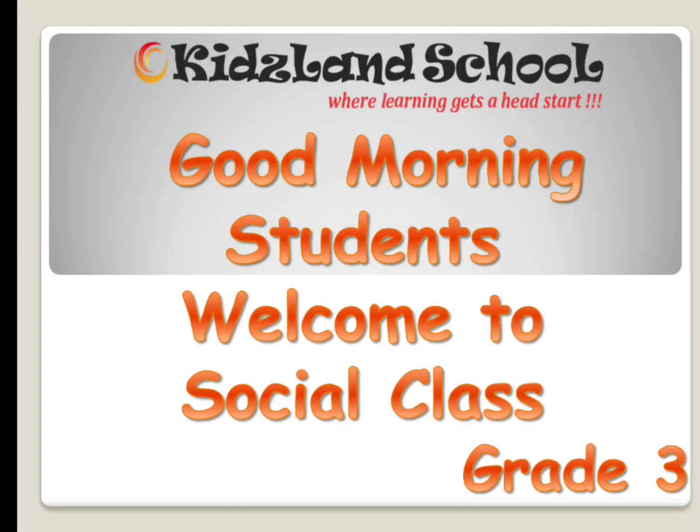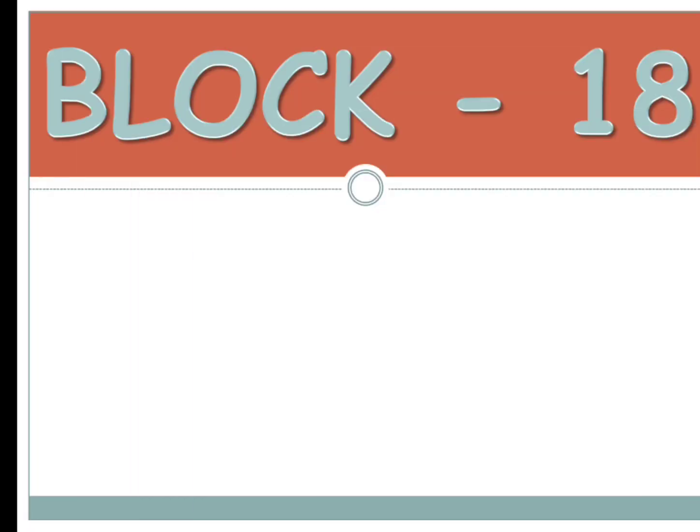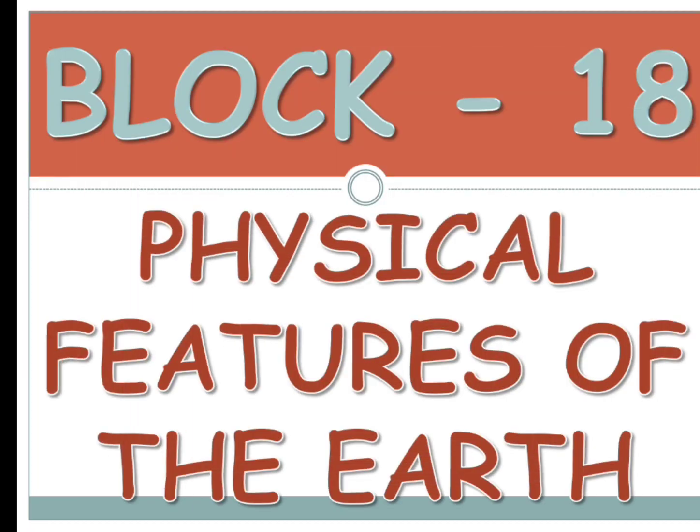So, in social, we are learning the 18th block, which is physical features of Earth. And we have learned that the different landforms and water bodies together make the physical features of Earth. And what are the landforms? Hills, mountains, plains, plateaus, deserts are the different landforms. And what are the different water bodies? Seas, oceans, lakes, rivers, ponds, all these are different water bodies. Together they make the physical features of Earth, we have learned.